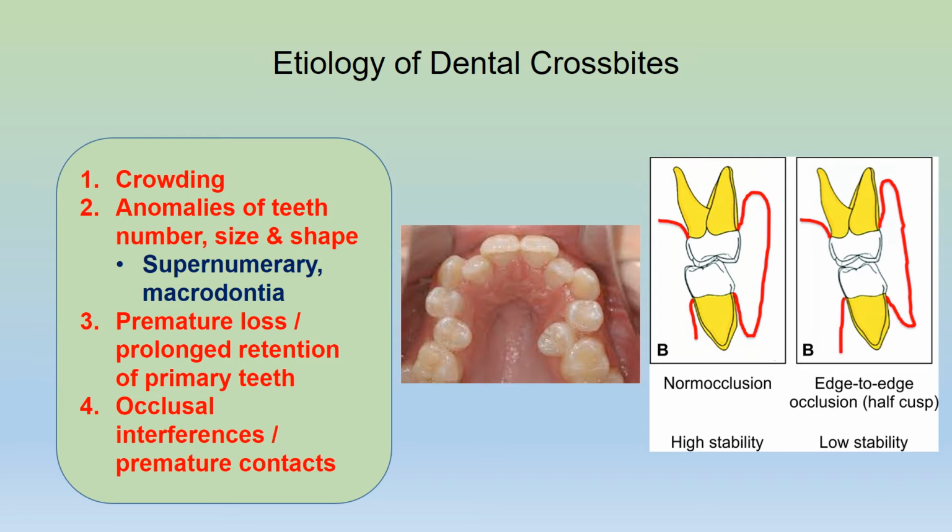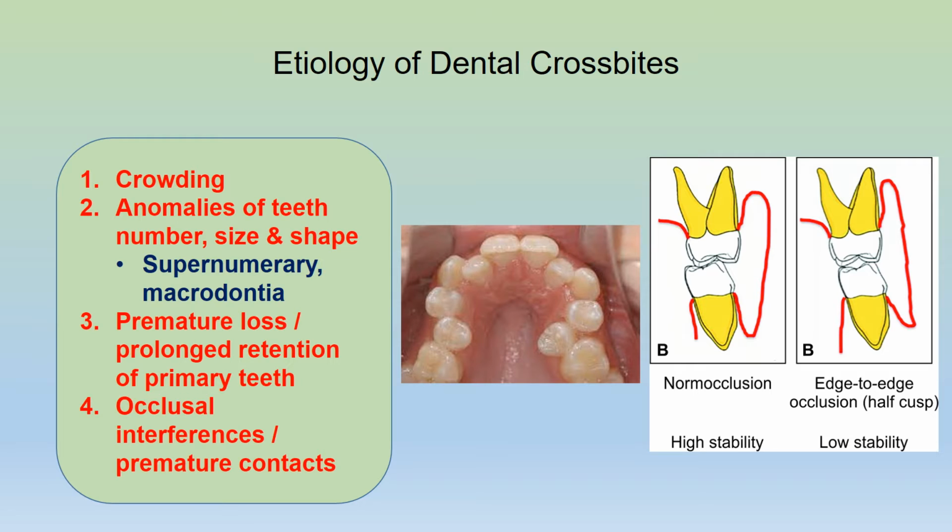Let's have a look at the etiology of dental crossbites. Dental crossbites, meaning they are due to the dentition, is generally caused by a number of factors such as crowding, anomalies in teeth in number, size, and shape like supernumerary, macrodontia, premature loss or prolonged retention of primary teeth. This can cause crossbites because of drifting of the teeth that occurs. Now, occlusal interferences and premature contacts can also cause crossbites.